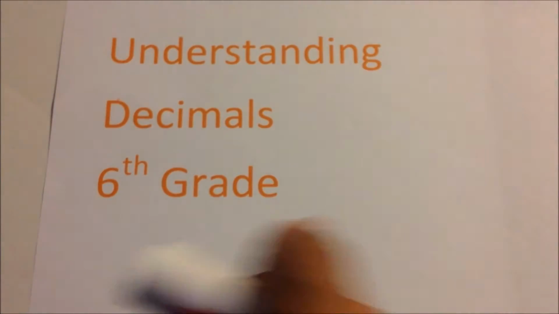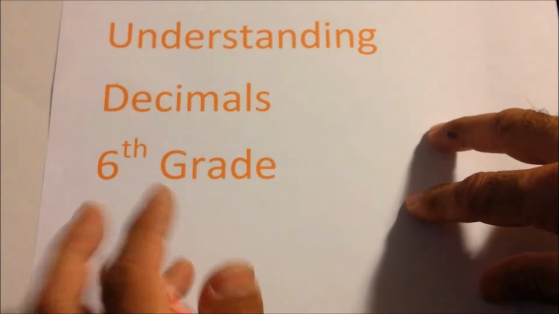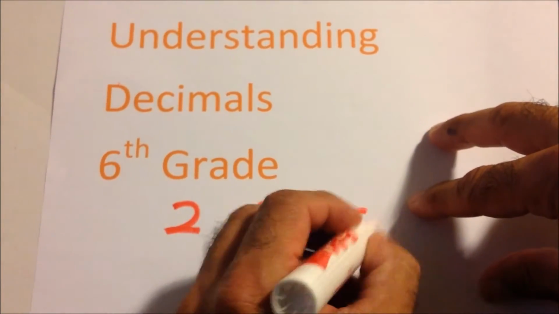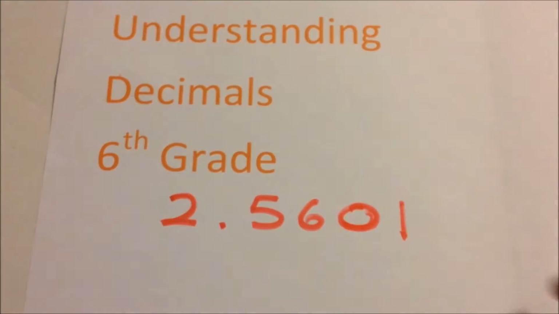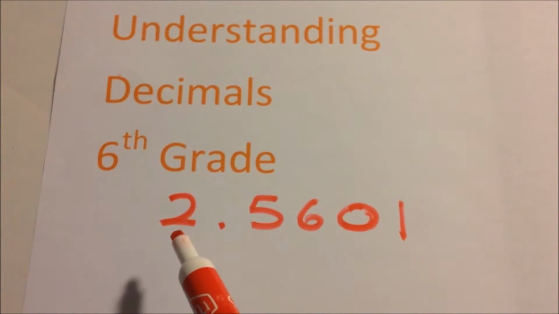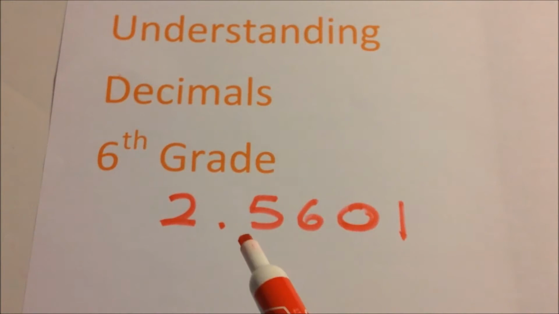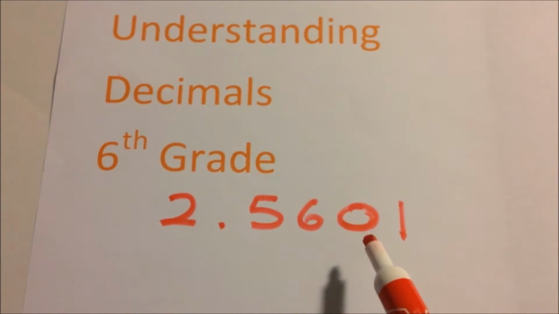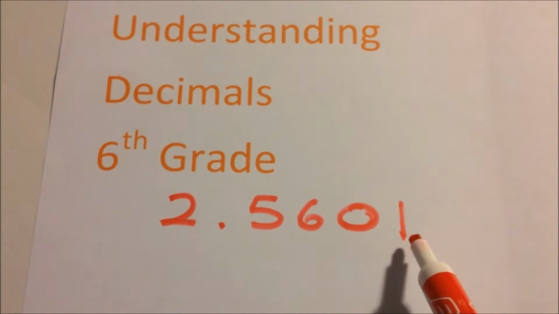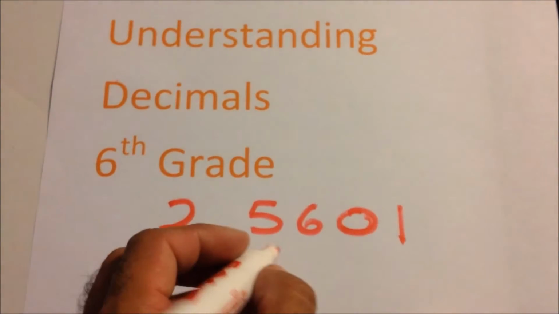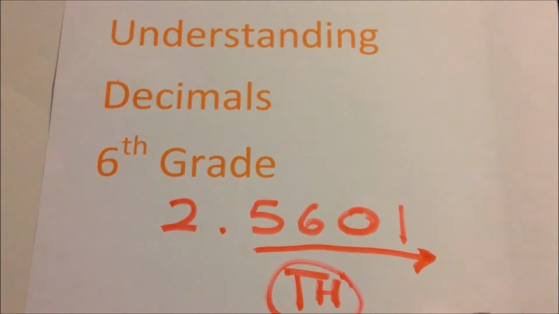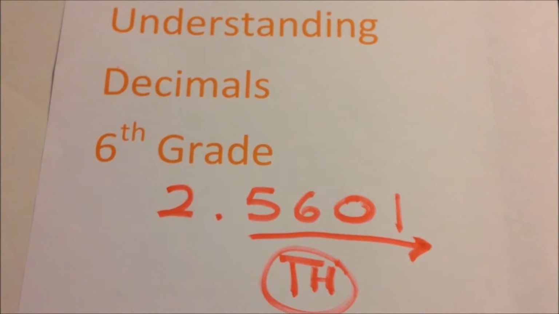Okay, so let's just review, because most of this is just 5th grade review. We'll add some stuff. So if I had, let's say, 2.5601, we have our decimal, we have the whole number in the ones place, and remember there's no such thing as a 1th place. Then we have the 10th, the 100th, the 1,000th, and the 10,000th. So just remember that everything to the right of the decimal has that TH, right? And don't spit on anyone when you do it.